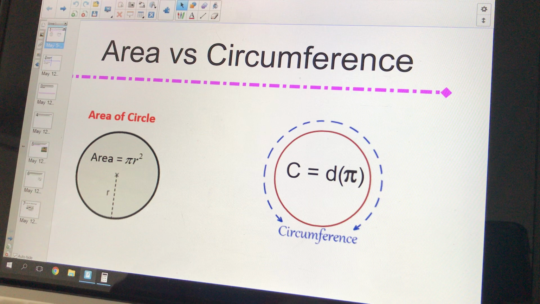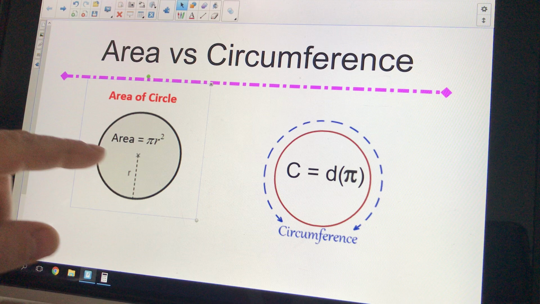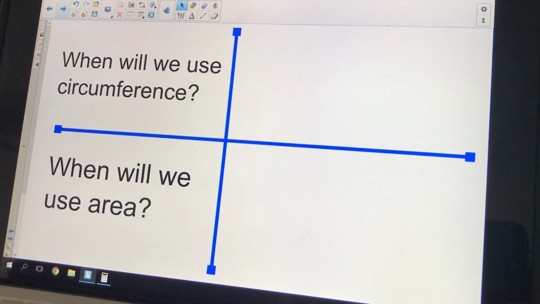So we're gonna talk about the differences today, and really our goal is to look at some word problems and figure out, okay, do I use area in this circumstance, or do I use circumference on this particular problem? So what I wanna talk about first is, when will we use circumference? When will we use area?